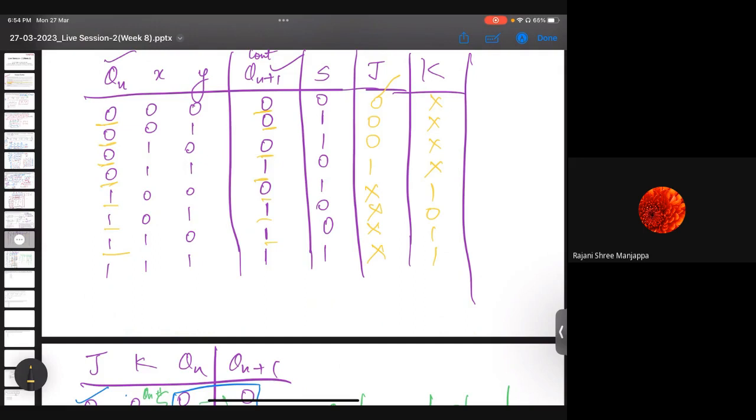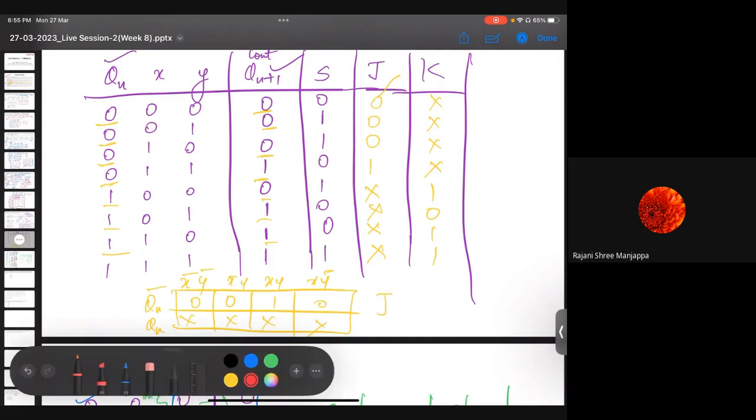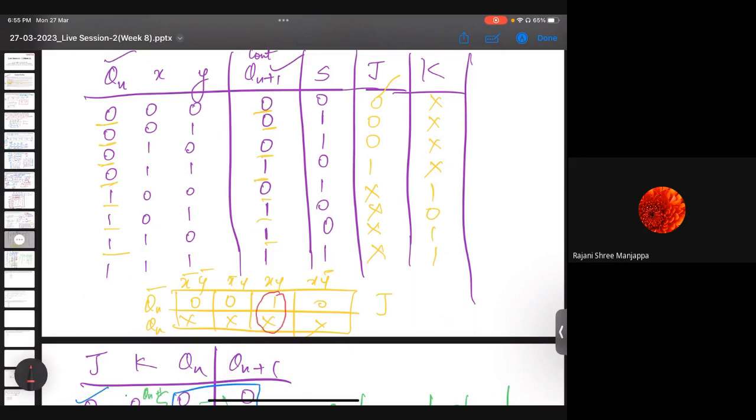Yes, fine. So now we'll make the K-map to solve the final equation. First I'm writing for J. So it is Qn bar and Qn. This is X bar Y bar, this is X bar Y, X Y, and this is X Y bar. So I will just write 0, 0, 0, 1. Then X, X, X, X. So J, you can clearly see, is nothing but this only, which is X Y. Is it fine?